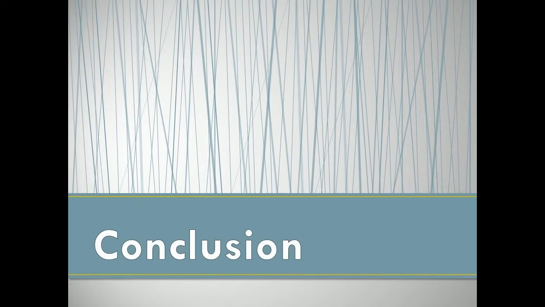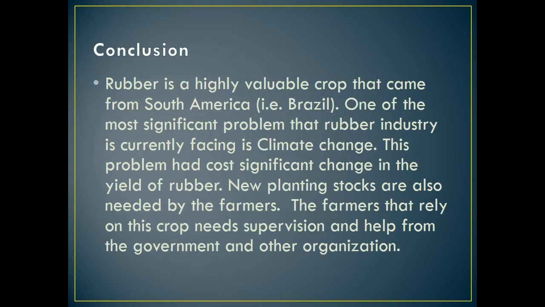Conclusion. Rubber is a highly valuable crop that came from South America, that is Brazil. One of the most significant problems that the rubber industry is currently facing is climate change. This problem has caused significant change in the yield of rubber. New planting stocks are also needed by the farmers. The farmers that rely on this crop need supervision and help from the government and other organizations.